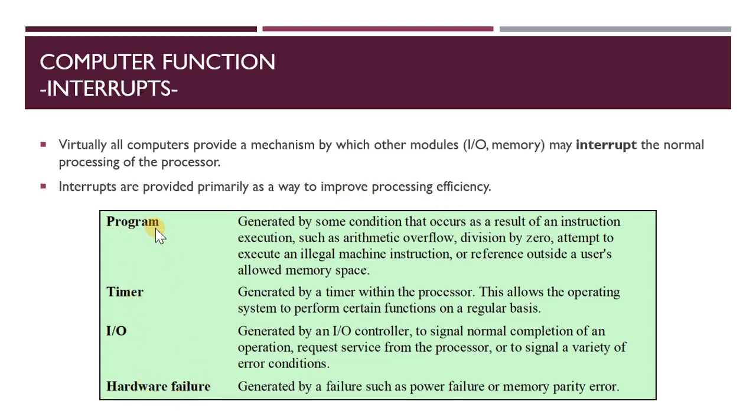The program class of interrupts is generated by some condition that occurs as a result of an instruction execution, such as arithmetic overflow, division by zero, an attempt to execute an illegal machine instruction, or reference outside a user's allowed memory space. The timer class is generated by a timer within the processor, and this allows the operating system to perform certain functions on a regular basis.